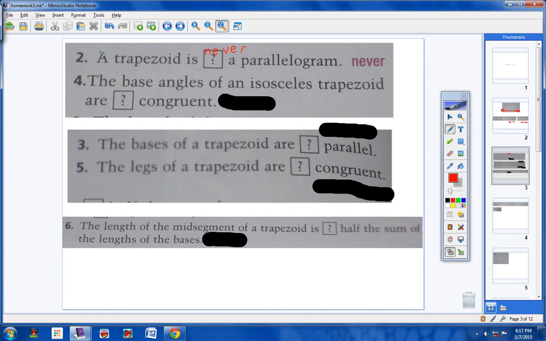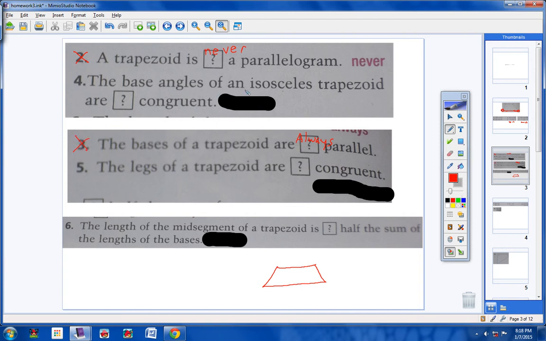Okay, number 3. The bases of a trapezoid are parallel. Now, let's think about that for a second. We know by definition the bases of a trapezoid are always parallel. So that's going to be always. We learned that when we studied trapezoids. We said the parallel sides are always called the bases. So the bases of a trapezoid will always be parallel, because that's the definition of the bases of a trapezoid. So always. Okay, moving on to number 4.